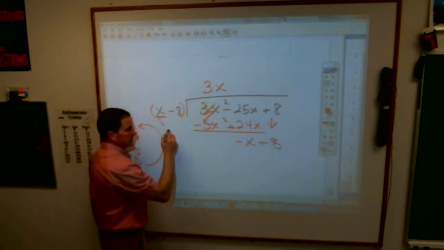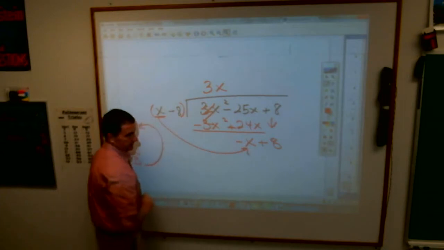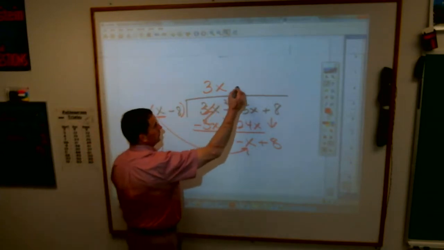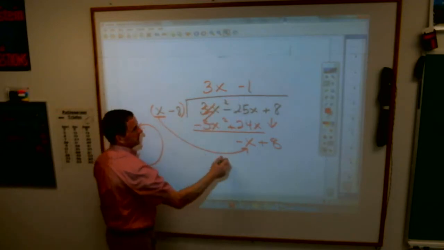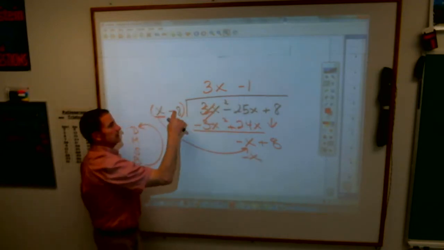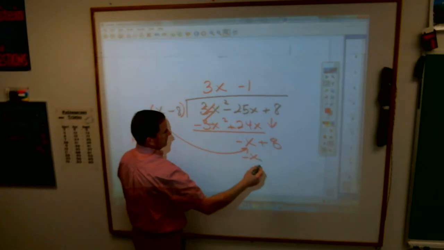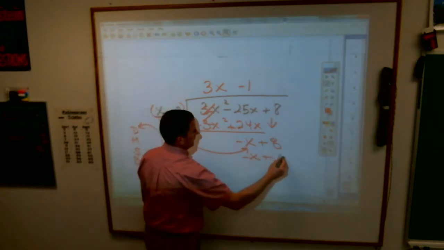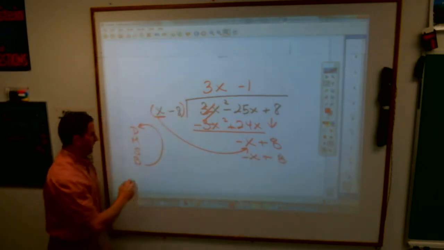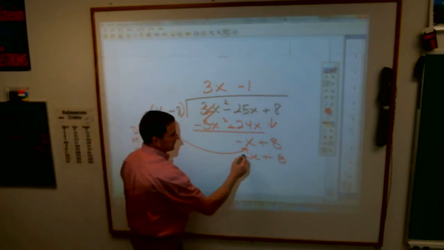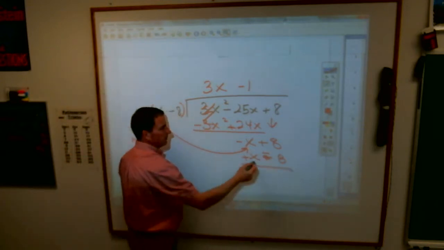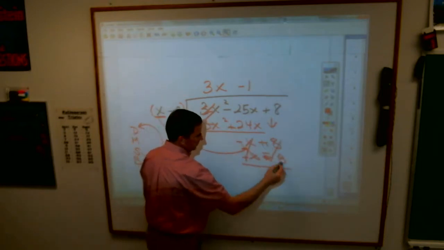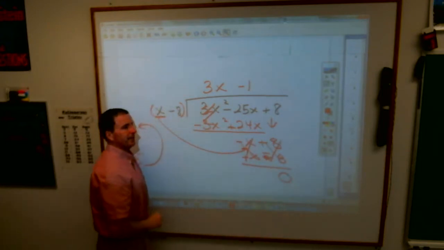What times x gives me negative x? Negative 1. And then I do my multiplication. Negative 1 times x is negative x. Negative 1 times negative 8 is positive 8. And then I do my subtracting, which means I change their signs. Tonk, tonk. And then this goes away, this goes away. I'm left with nothing as remainder.